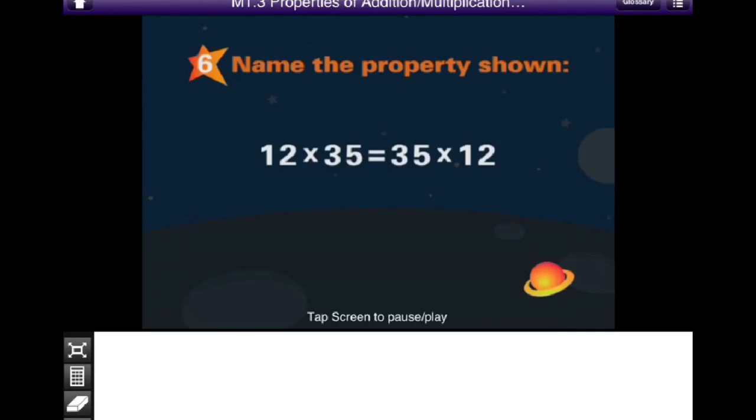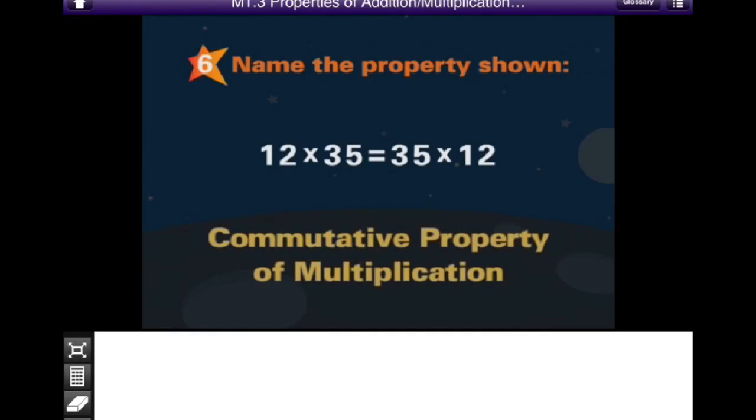Hopefully you will have said that this is the commutative property of multiplication. If you multiply in different orders, you get the same result. That's the commutative property of multiplication.